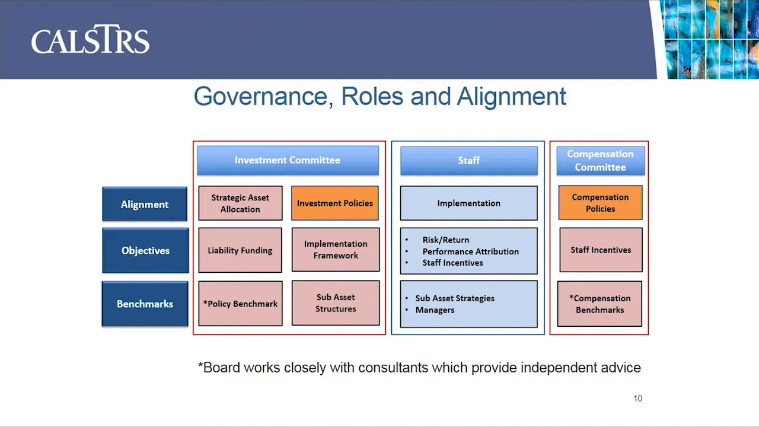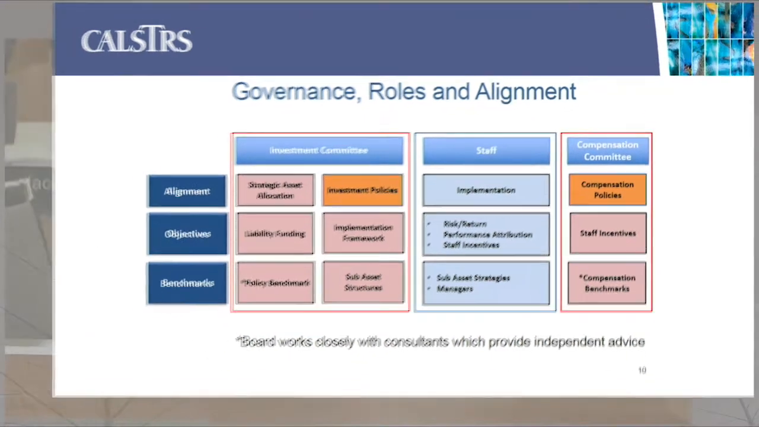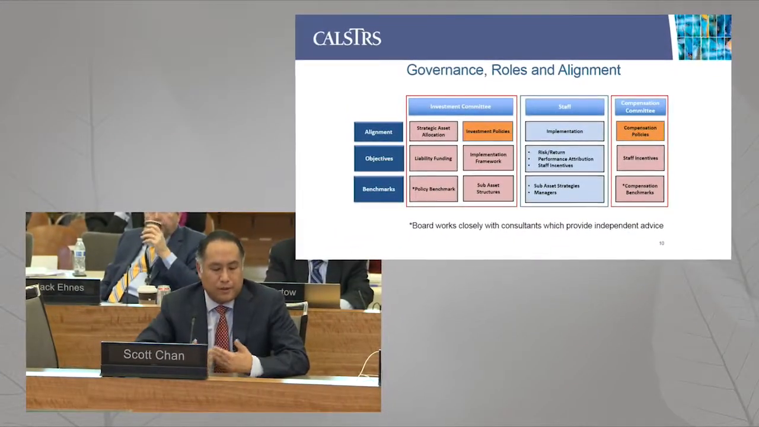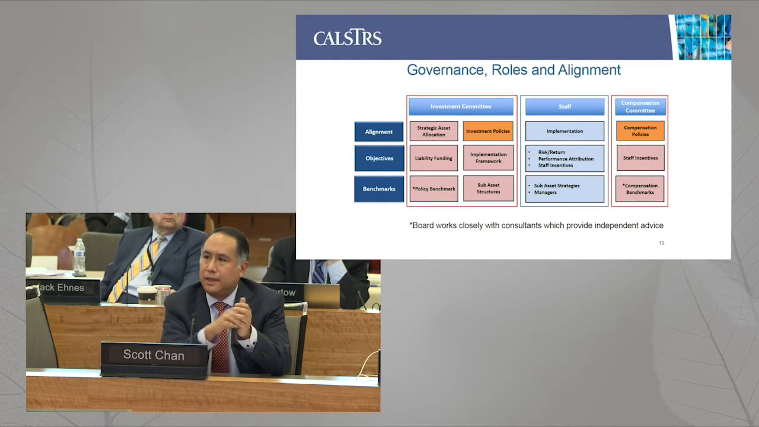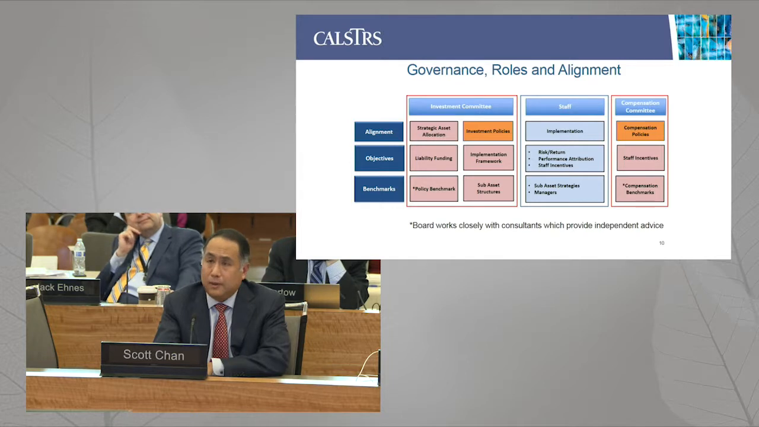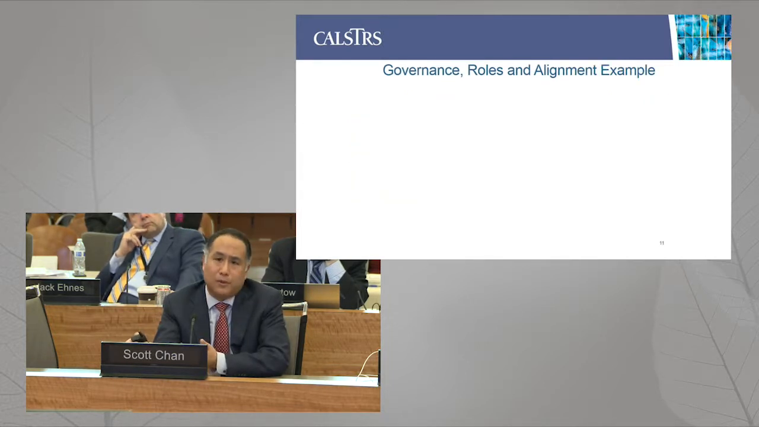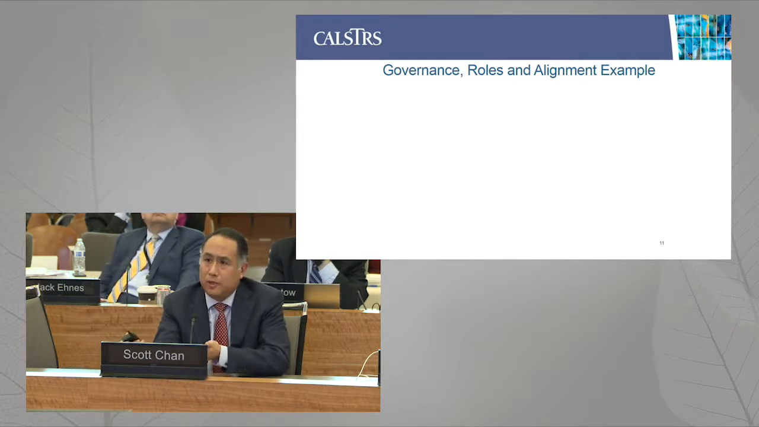And one of the points to make is that the choice of benchmarks for strategic asset allocation, compensation, and implementation, they're distinct decisions with different purposes for evaluation. So it's key to understand these differences and the differences in objectives so that we can understand why there could be different types of benchmarks for the strategic asset allocation versus how we implement. And I think one of the best examples is just to go through an example, whereas in private equity, we actually have two different benchmarks, one in the short term and one in the long term.